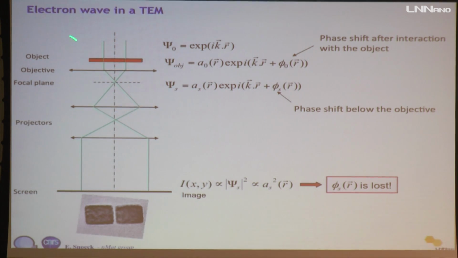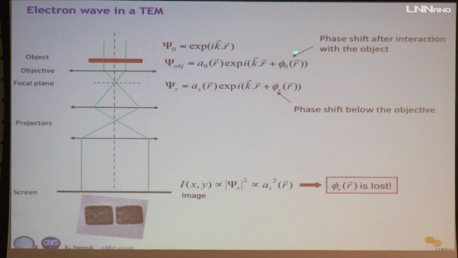So what's happening to the electron wave in a TEM? As I said, we have the source. This is the gun, and you have this plane wave arriving on the object, interacting with the object. This plane wave is modified both in amplitude and phase because of the interaction of the electrons with the materials, and I will go into detail on this term. And after, the beam is passing through all the optical elements of the column, mainly the objective, so it's modified again by the transfer function of the objective, and then you have some additional phase shift.